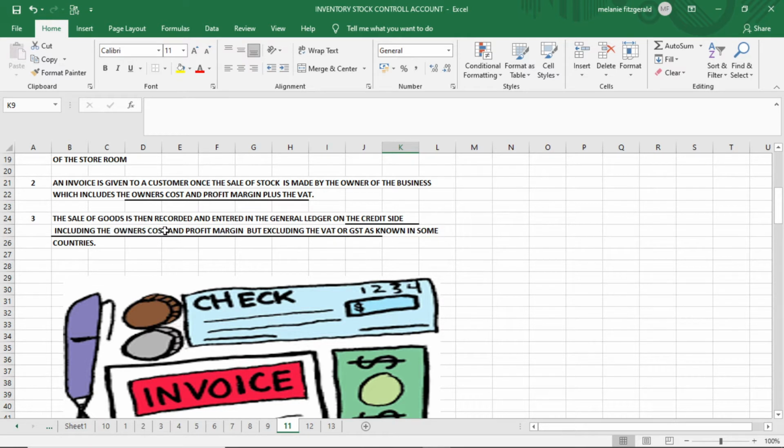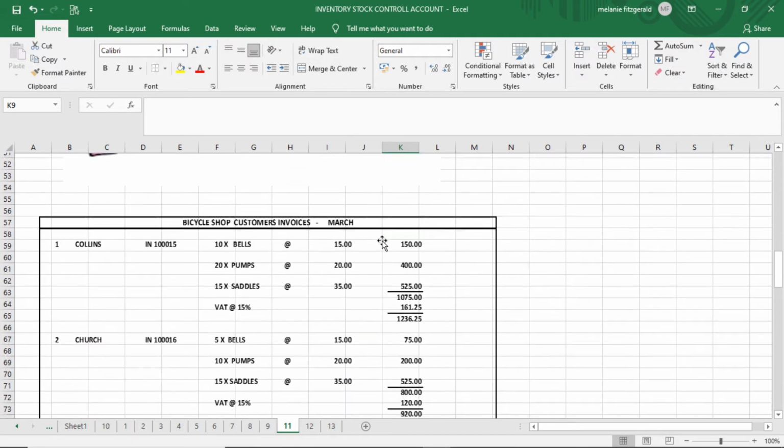The sale of goods is then recorded and entered in the general ledger on the credit side, including the owner's cost and profit margin, but excluding the VAT or GST, as it's known in some countries. All right, cool. Let's go, so here's the invoice.